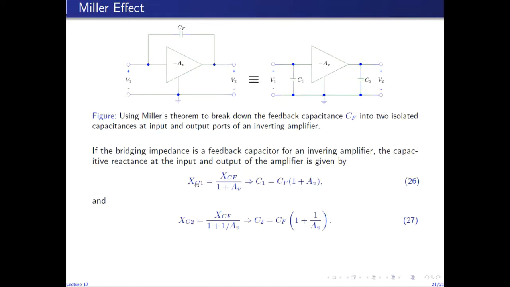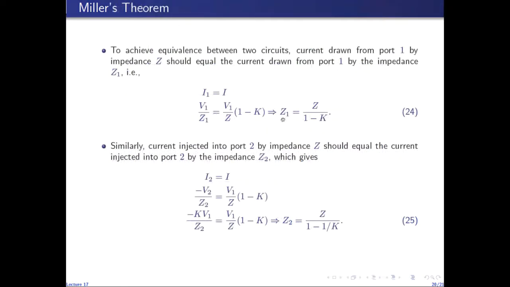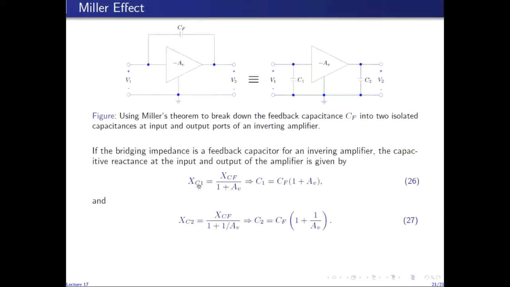So using this formula for the impedance at node 1 and this formula for the impedance at node 2, we can find XC1 and XC2 in terms of the impedance of the feedback capacitor CF and the gain of the amplifier like this. So from this expression, we can find C1 as CF times 1 plus AV, and from this expression, we can find C2 as CF times 1 plus 1 over AV.